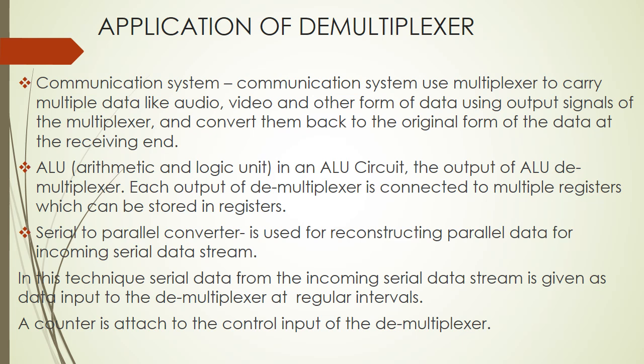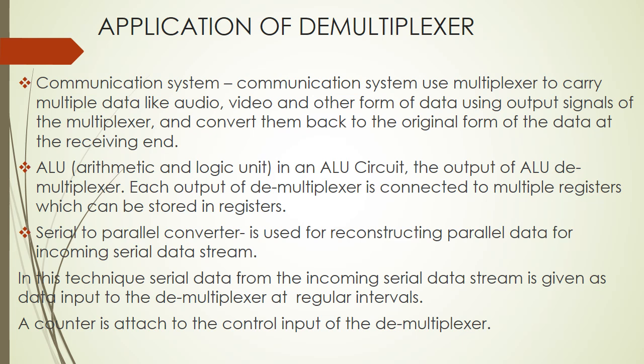Then we have the serial to parallel converter. The serial to parallel converter is used for reconstructing parallel data from an incoming serial data stream. Since we are talking of parallel, we are talking of wires that will be able to transmit different data in different wires. So that's the function of the parallel converter.